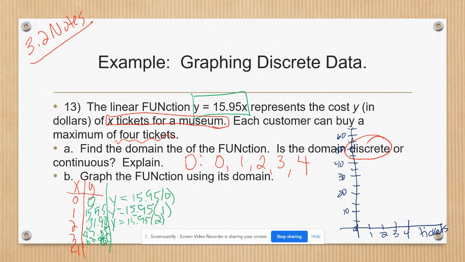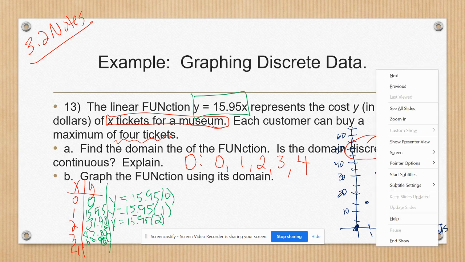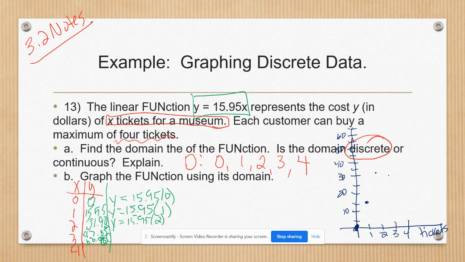So we have 0 tickets, $0. 1 ticket is $15.95, just a little bit more than 15. 2 tickets is $31.90, so roughly about 32. 3 tickets, $47.85, so about 48, maybe roughly about right here. And then 4 tickets, just about 64.